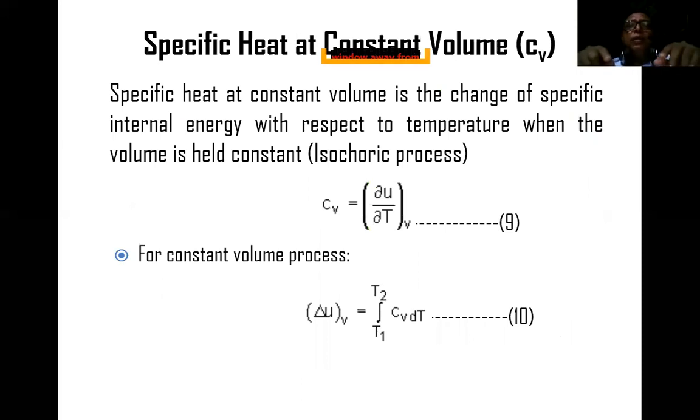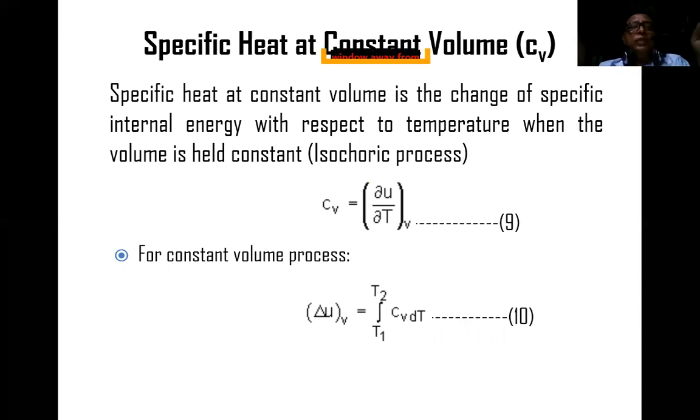Specific heat at constant volume is denoted by Cv. Specific heat at constant volume is the change of specific internal energy with respect to temperature.